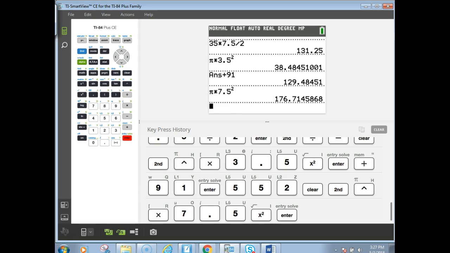Okay, there's the circle part. Oh, we did that one before. All right, add them all up together.